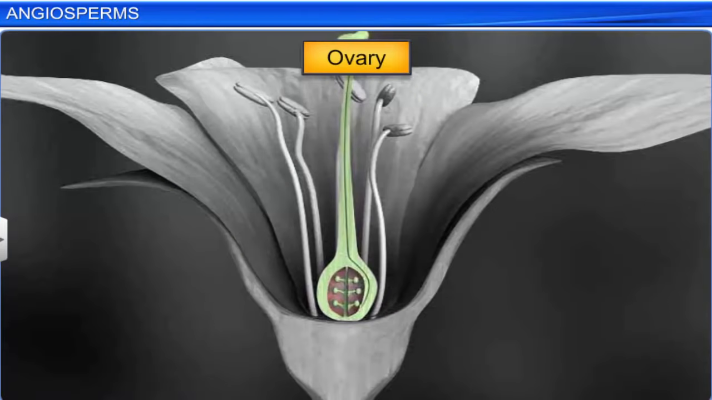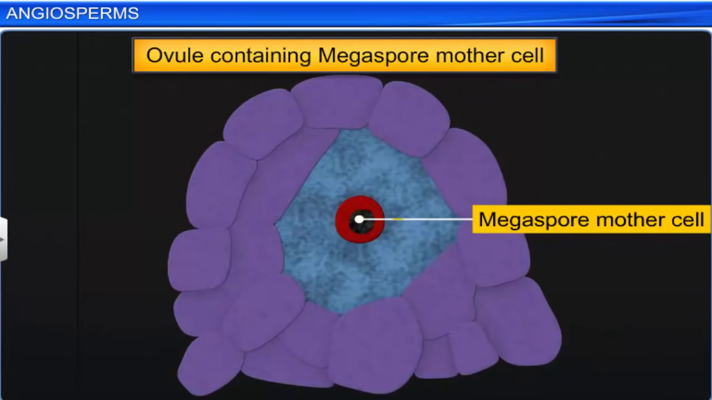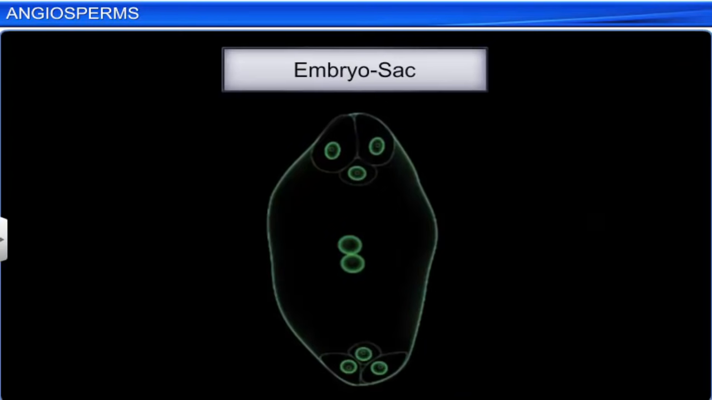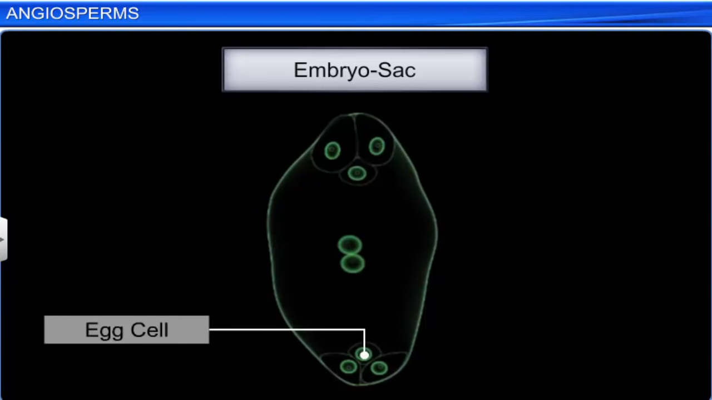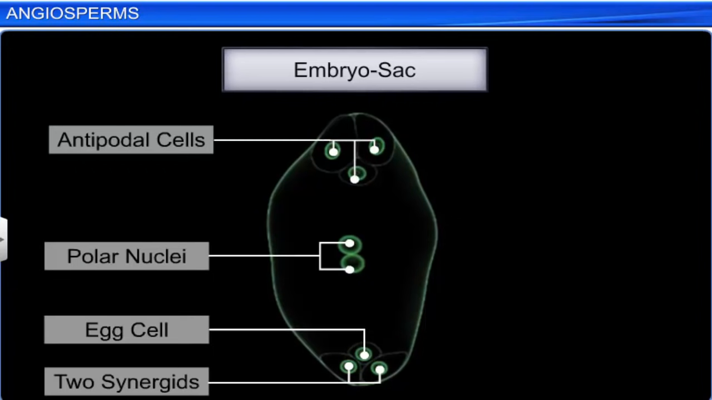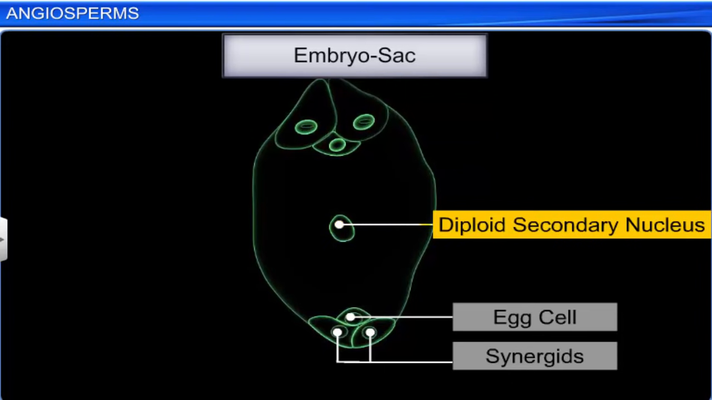The ovules, or the megasporangia, are present inside the ovary. These ovules contain the megaspore mother cell, which, following meiosis, develops into the haploid female gametophyte called the embryo sac. The embryo sac has a three-celled egg apparatus consisting of one egg cell and two synergids, along with three antipodal cells and two polar nuclei. The polar nuclei eventually fuse to produce a diploid secondary nucleus.